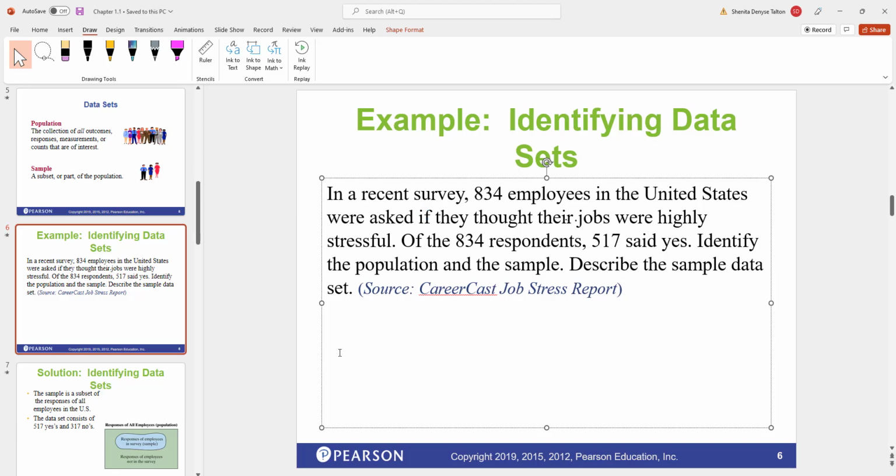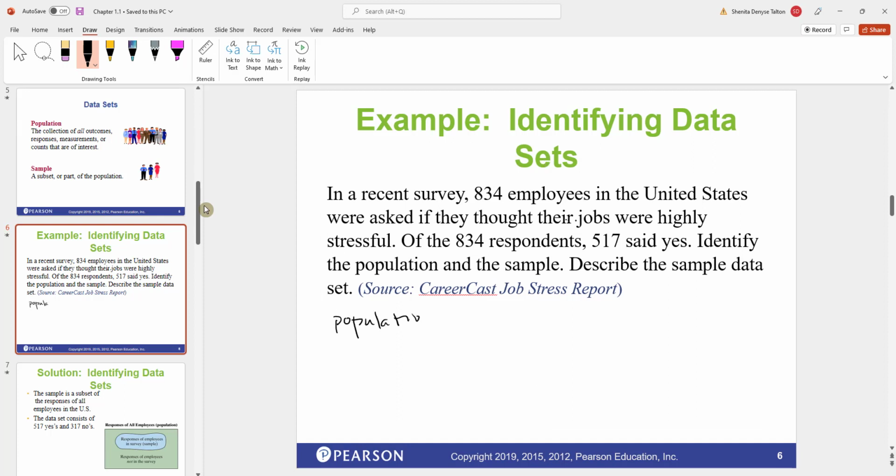All right, so let's go ahead and describe the population. The population will be responses of all employees in the U.S. So, like I said, it's almost impossible to interview all employees in the U.S. So that's why we look at a sample. So the population will be responses of all employees in the U.S.